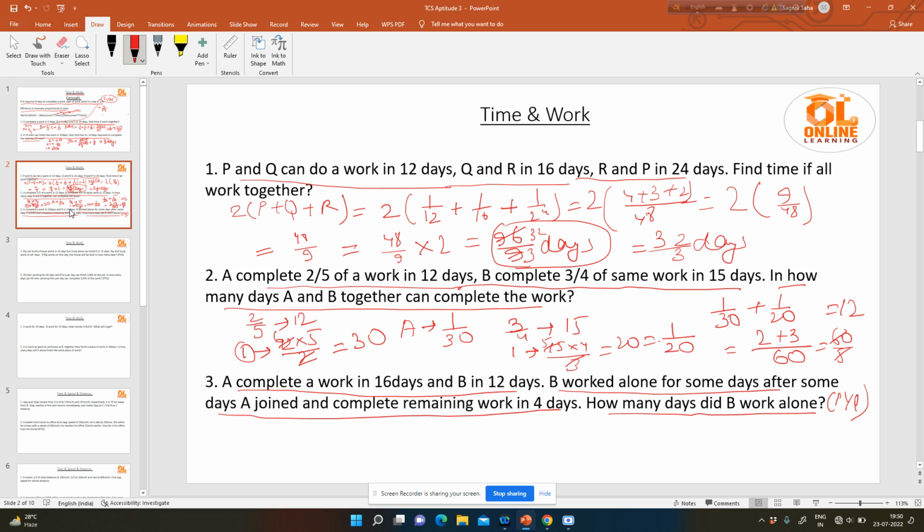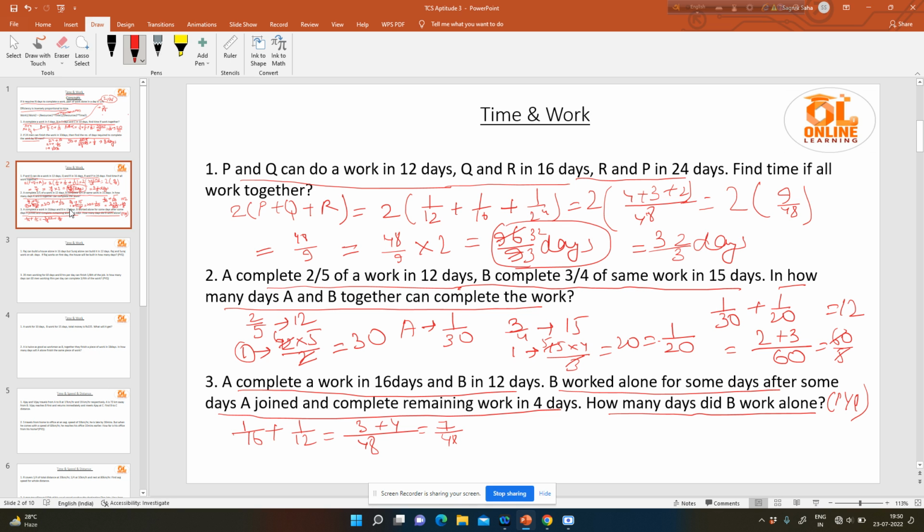First, it is given A completes a work in 16 days and B in 12 days. A joined after B worked alone for some days. After some days, A joined and completed the remaining work in 4 days. So let us find, if they work together, how many days they will take. 1 by 16 plus 1 by 12. What would be the LCM? LCM would be 48, and we will have 3 plus 4, that is 7 by 48.